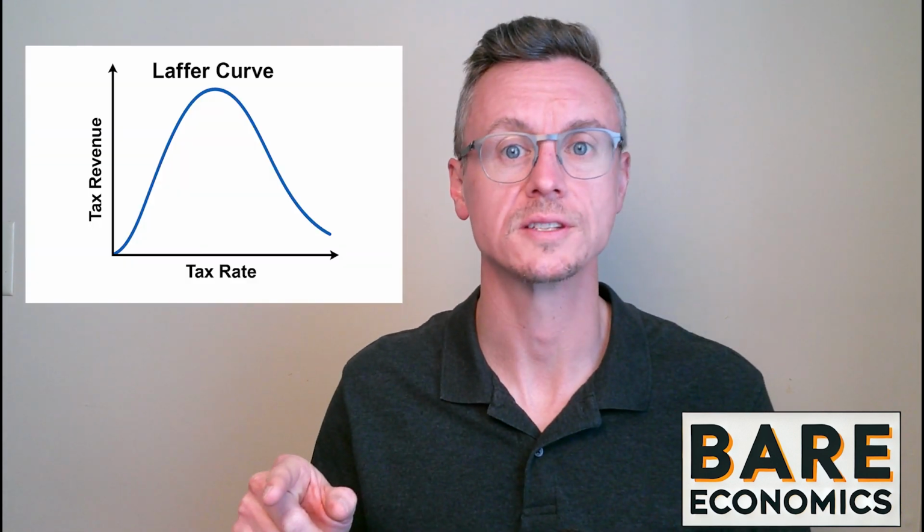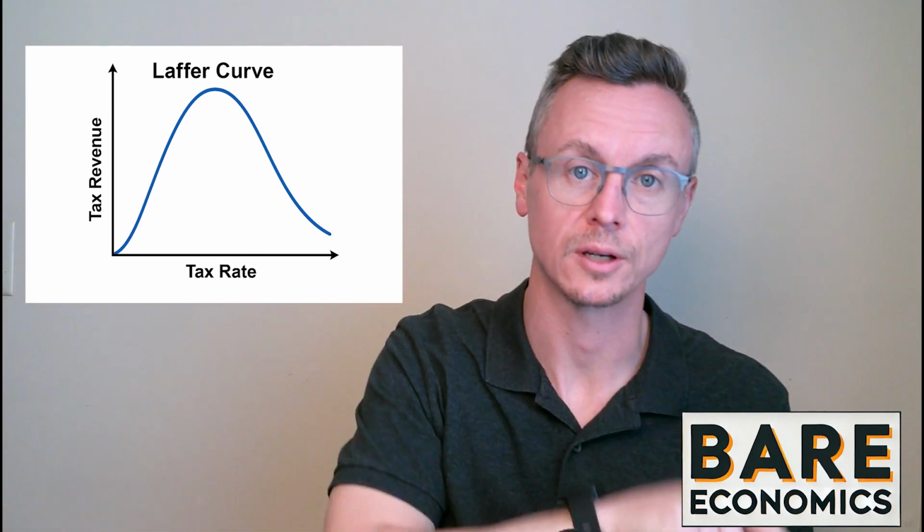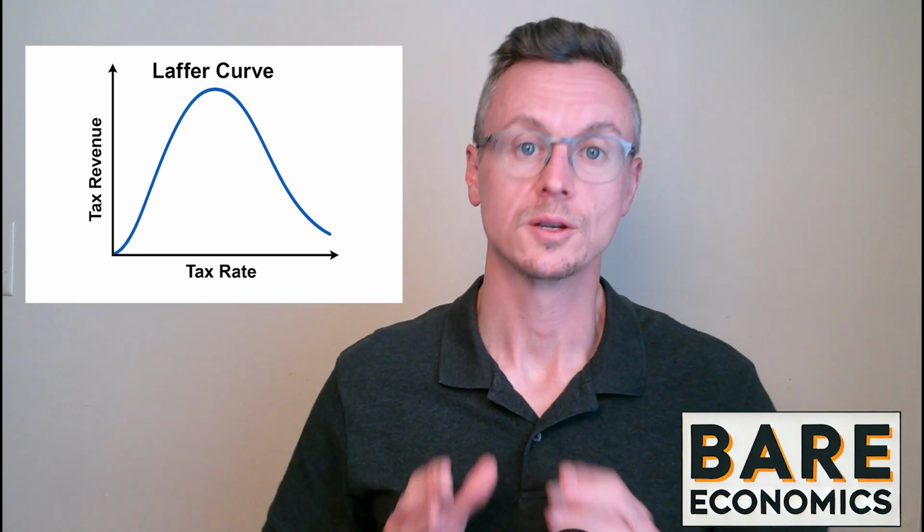Let's get into it. The Laffer Curve, named after the economist Arthur Laffer, is a theory that illustrates the relationship between tax rates and government revenue. We all love taxes. Imagine a curve that starts at zero, rises to a peak, and then falls back down to zero again. That's the basic idea. So here's how it works.